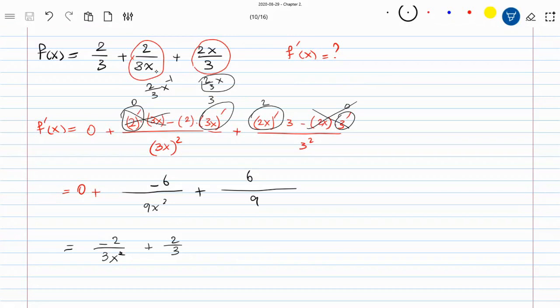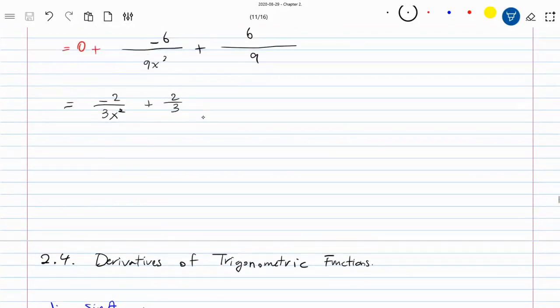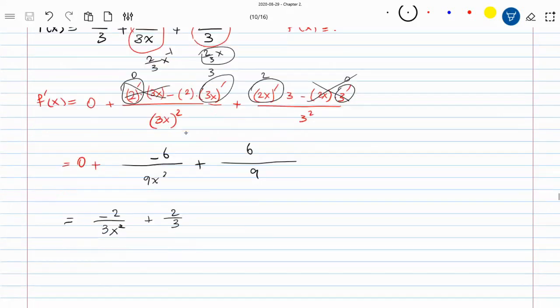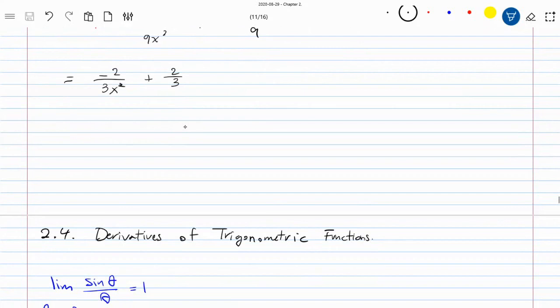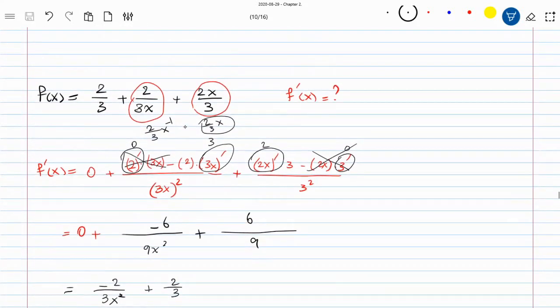Okay, this would be the topic for this section as well, 2.3. Next time we will discuss the derivative of the trigonometric functions. We've talked about polynomials. Now we know the derivative of polynomials. We know the derivative of certain rational functions. We know the derivative of square roots, at least the simple cases. Now, next we will discuss the derivative of sine, cosine, and so on. Okay, I'm going to stop at this point.